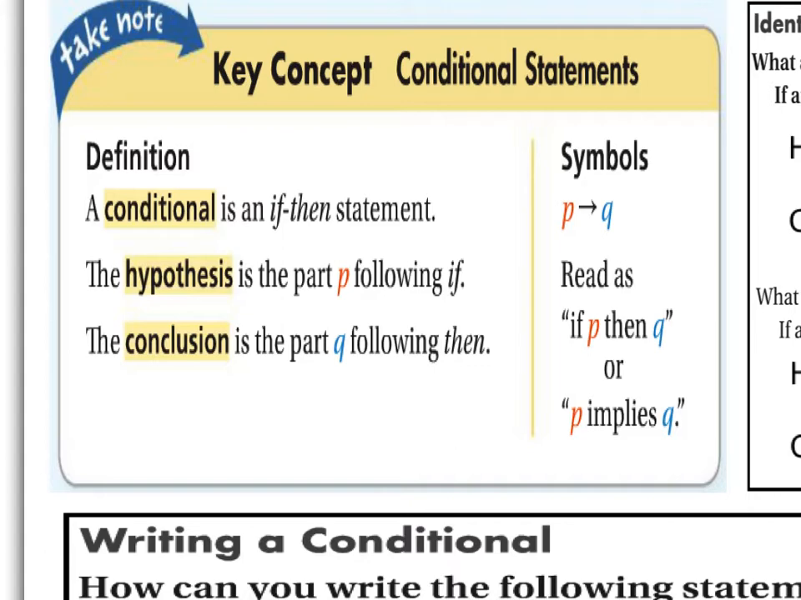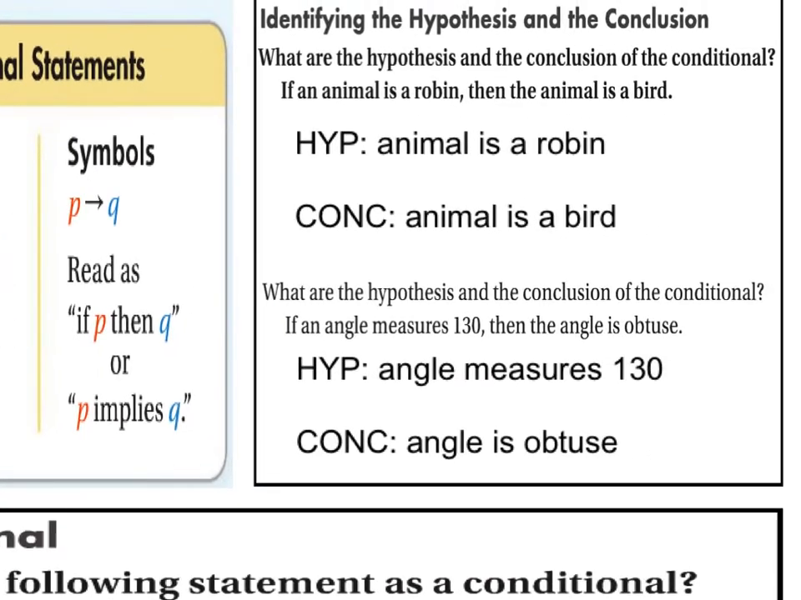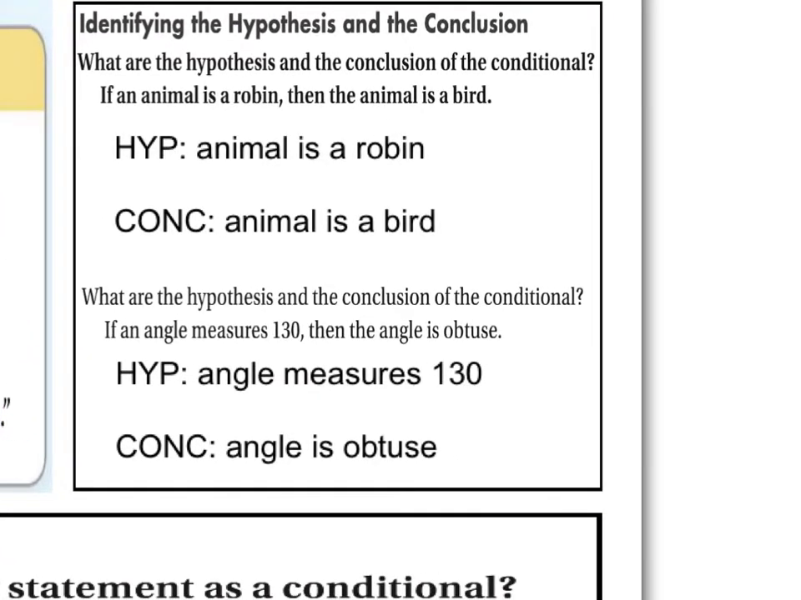I may say, if you study, then you'll do well on the test. The hypothesis would be you study, and the conclusion would be you do well on the test. Whatever follows if and then, that's going to be the hypothesis and the conclusion. So let's take a look at a couple examples here. What are the hypothesis and the conclusion of the conditional? Remember, the conditional is an if-then statement.